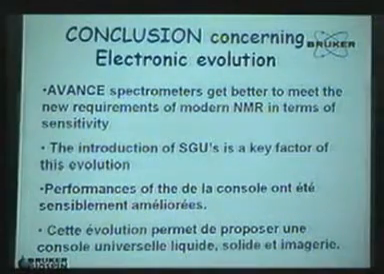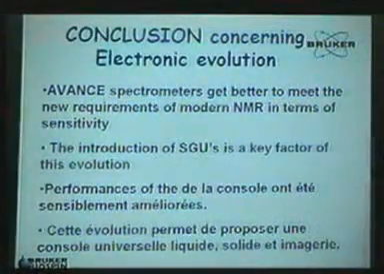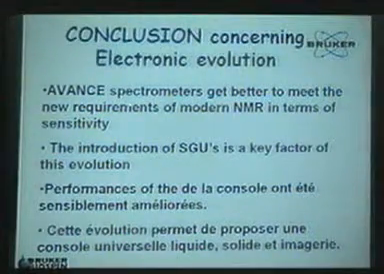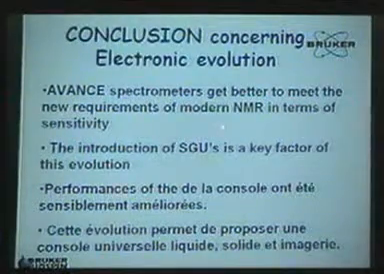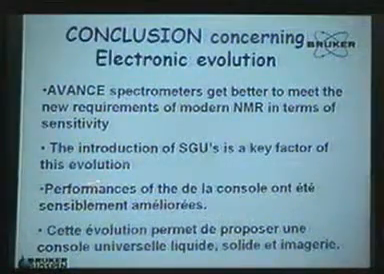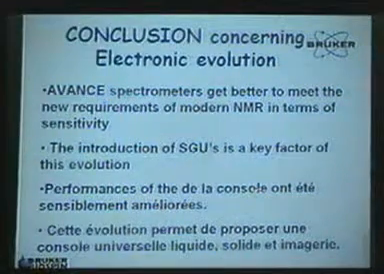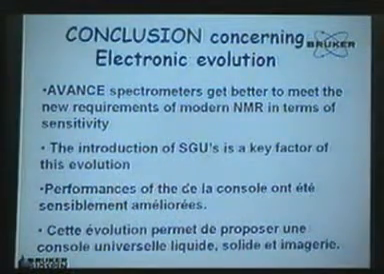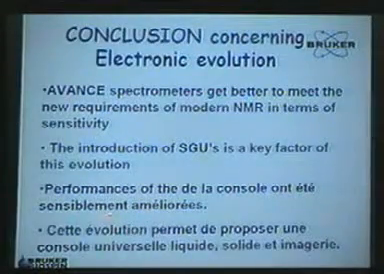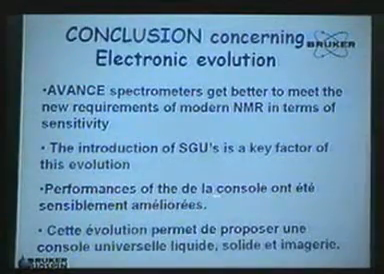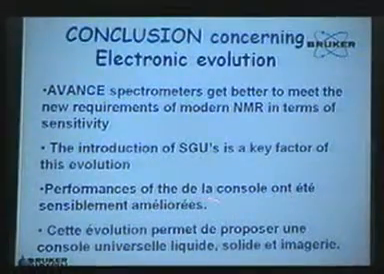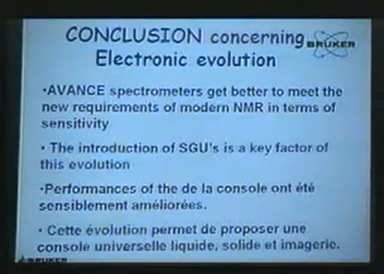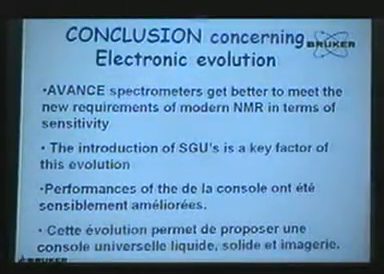So in conclusion, concerning this electronic evolution, the advanced spectrometer gets better to meet the new requirements of modern NMR in terms of sensitivity. The introduction of these cards is a key factor of this evolution. Performance of the console has been dramatically improved, and this evolution allows a universal console for different types of applications, for liquids, solids, and microimaging. This is also a striking point. Next.